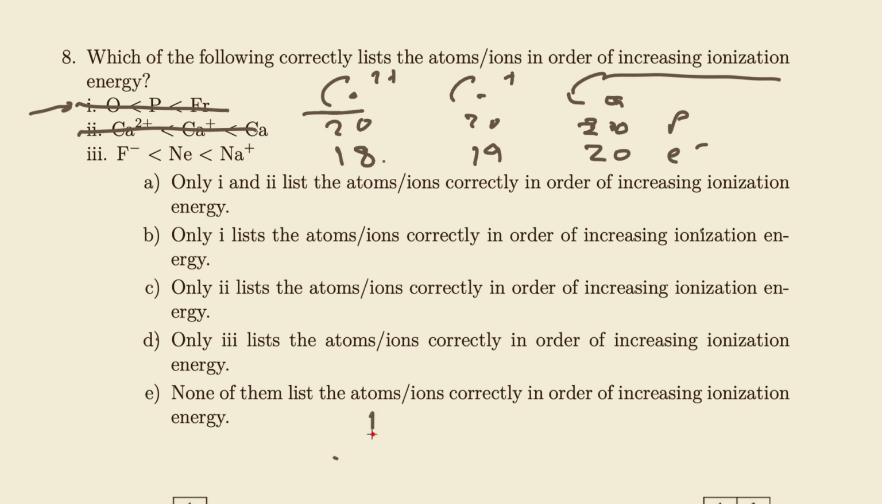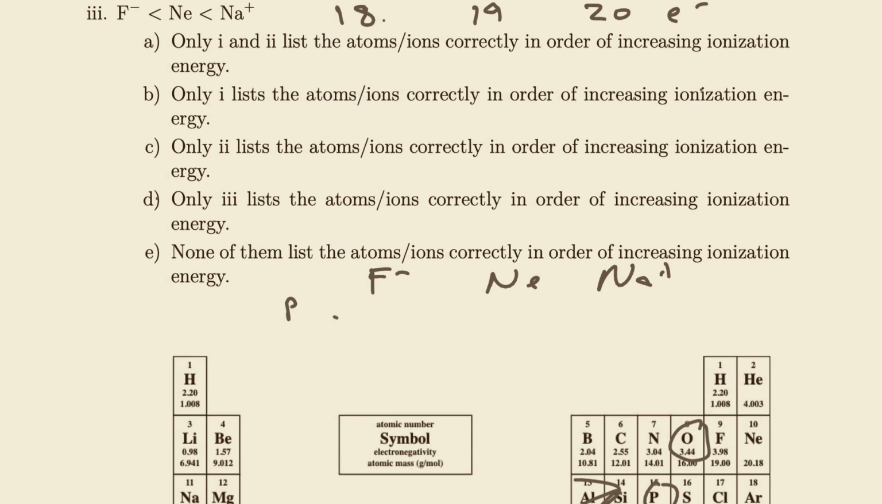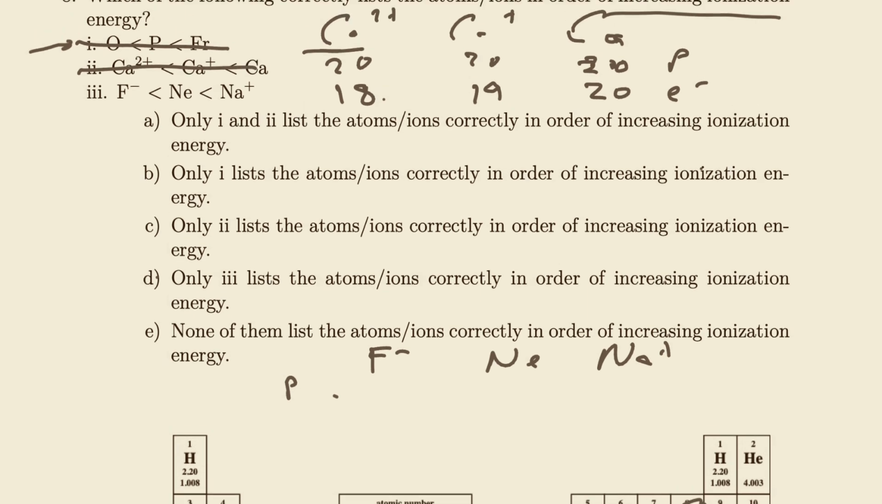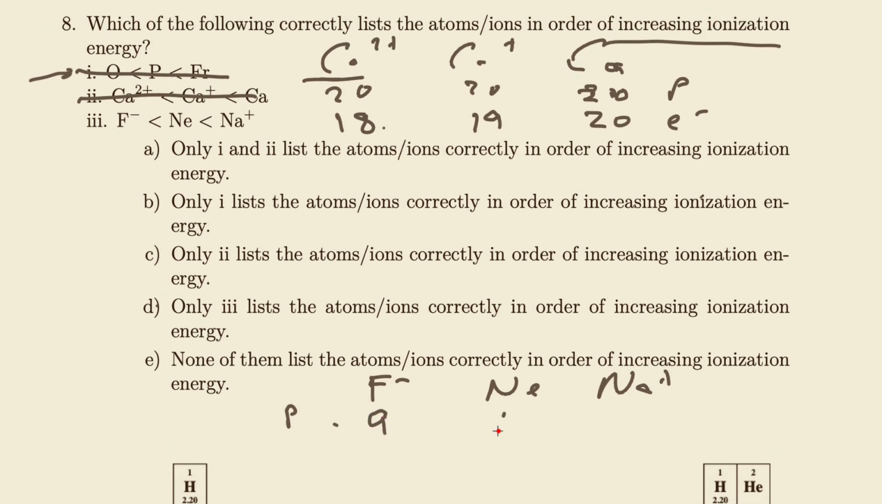And now we got F minus, neon, and sodium plus. We do the same thing in terms of protons. So fluorine's going to have 9, neon 10, and sodium 11. In terms of electrons, the fluoride ion would have 10, neon 10, and then the sodium plus one means it lost 1 electron. And so the sodium ion would also have 10 electrons. That's an isoelectronic series, meaning it has the same number of electrons.